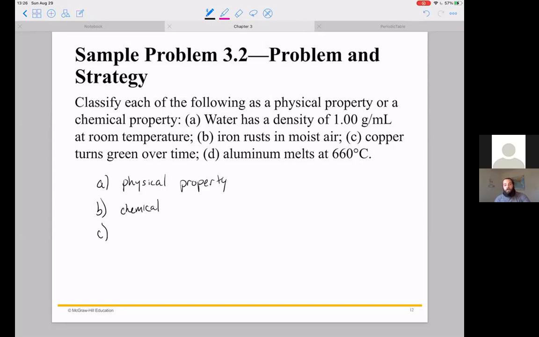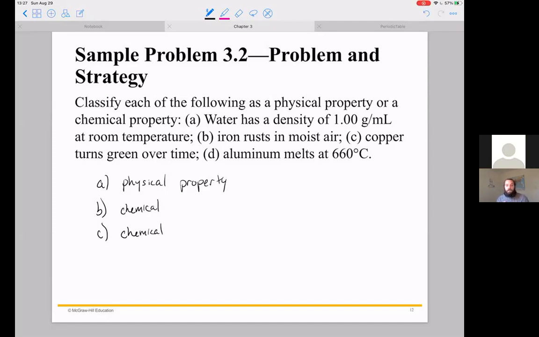Copper turning green over time. The reason copper is turning green is because it's not staying copper. Any sort of color change like that indicates that there's a reaction going on. Just like when iron turns red when it rusts, copper turning green over time is what we call an oxidation reaction, a reaction between copper metal and oxygen to produce copper oxide. So this is again a chemical property, and any color change is indicative of chemical change, because you really can't change the color of something without changing its molecular composition.